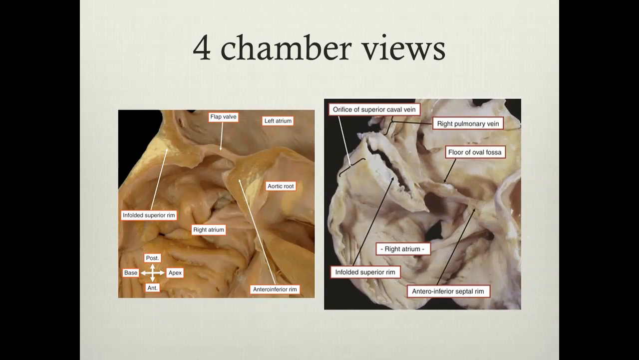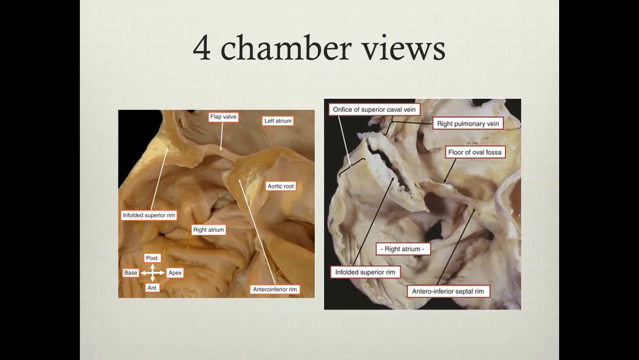If we look here, this is an even more dramatic example. I'm not sure why the tissues have come apart in this fold, but this is all a fold. This is the oval fossa, the true septum. The anterior fold is not as dramatic, but this is a giant fold. Next to it is the superior vena cava.